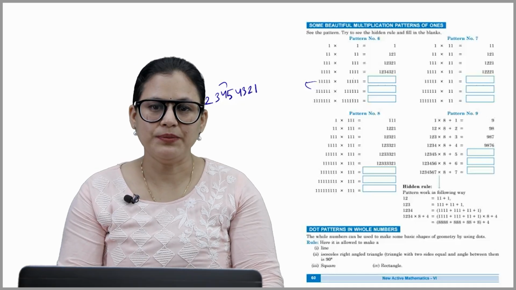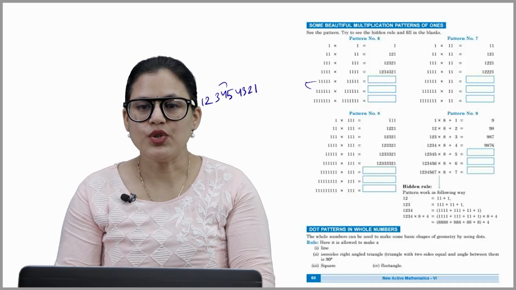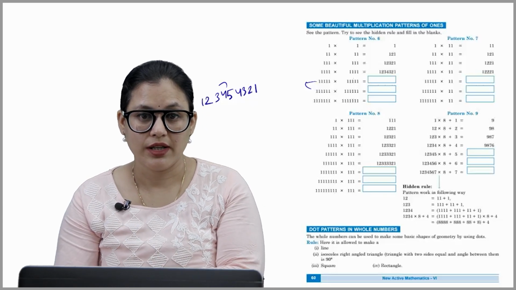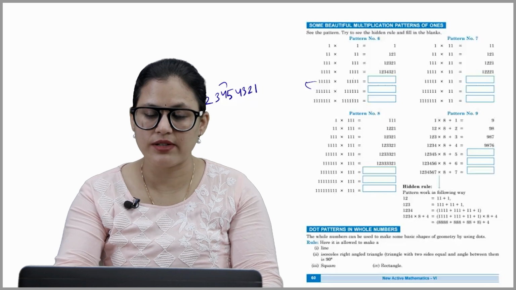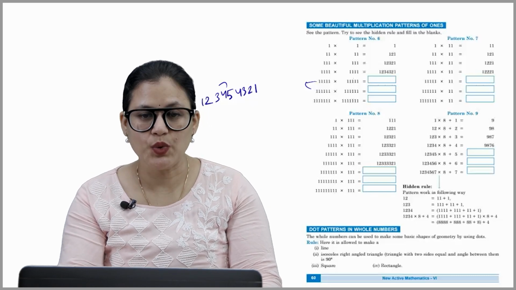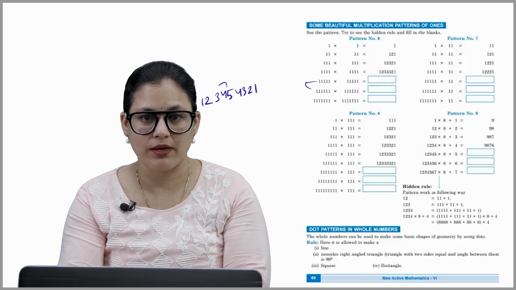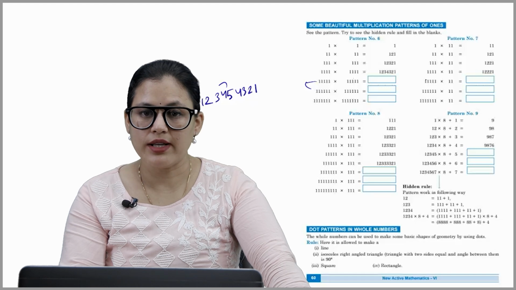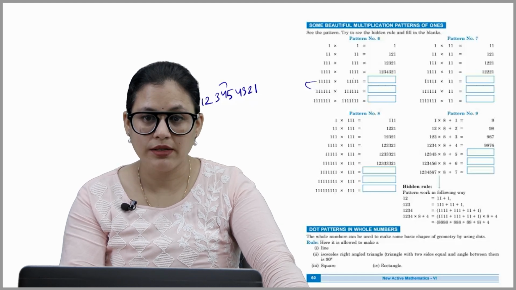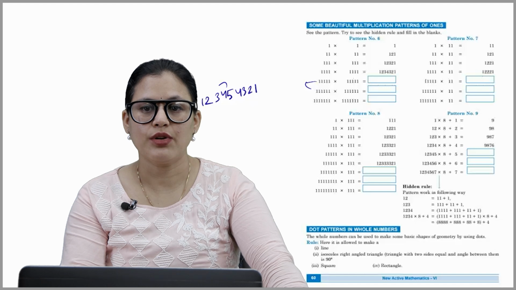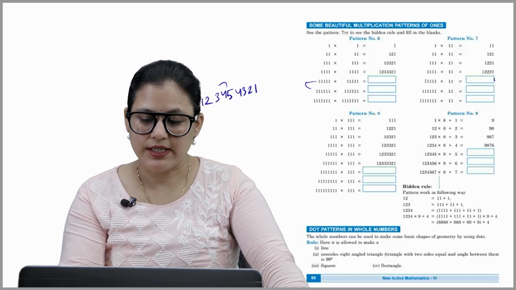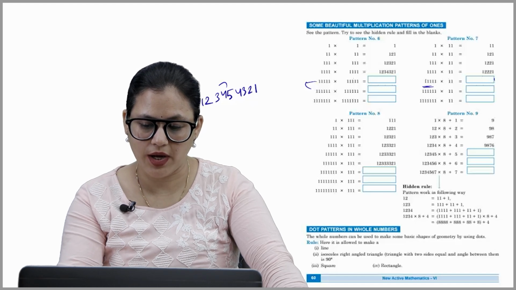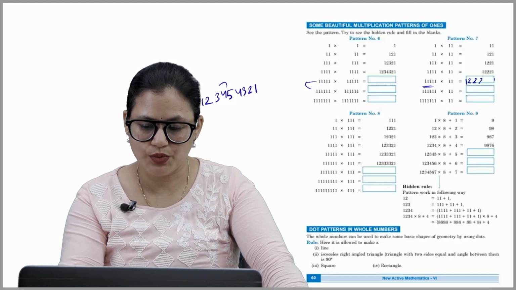Pattern number 7. 1 into 11 is equal to 11. 11 into 11 is 121. Here the number of ones is increasing. Then 111 into 11 is equal to 1221. Now 1111 multiplied by 11 gives 1, 2, 2, 2, 1. That means here 5 times 1 multiplied by 11. So, what will you get here? 1, 2, 2, 2, 2, 1.